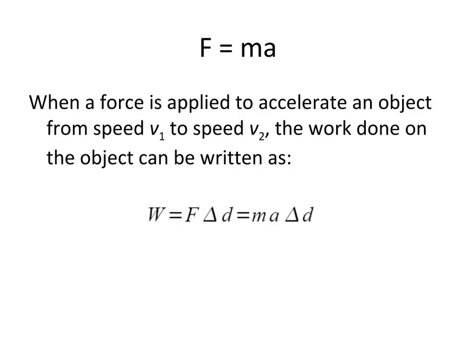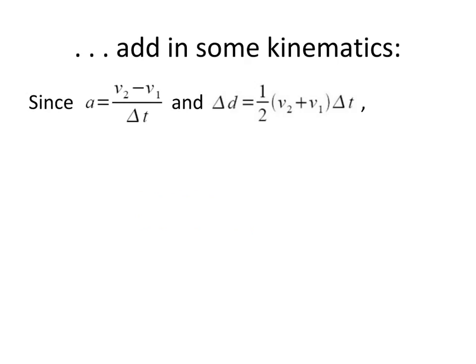Now recall from Newton's second law that when we have a force that's applied to accelerate an object from a speed v1 to v2, the work done on the object can be written like this. And this is our work done right here. So we've seen that formula before. And we know that net force is equal to mass times acceleration, so we can rewrite that as work is equal to mass times acceleration times delta d.